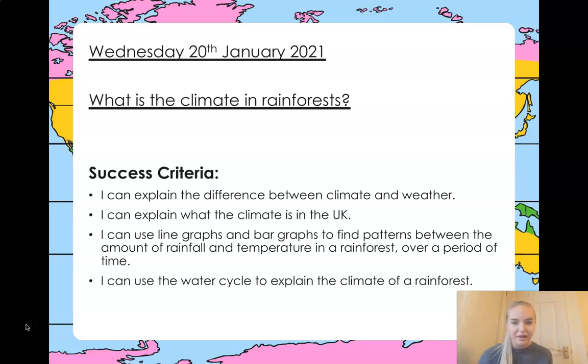Today in geography we're going to be thinking about what the climate is like in rainforests. By the end of this lesson you'll be able to explain the difference between climate and weather. You'll be able to explain what the climate is in the UK. You'll be able to use line graphs and bar graphs to show patterns and find patterns between the amount of rainfall and temperature in a rainforest over a long period of time. And you'll also be able to use the water cycle to explain the climate of a rainforest.